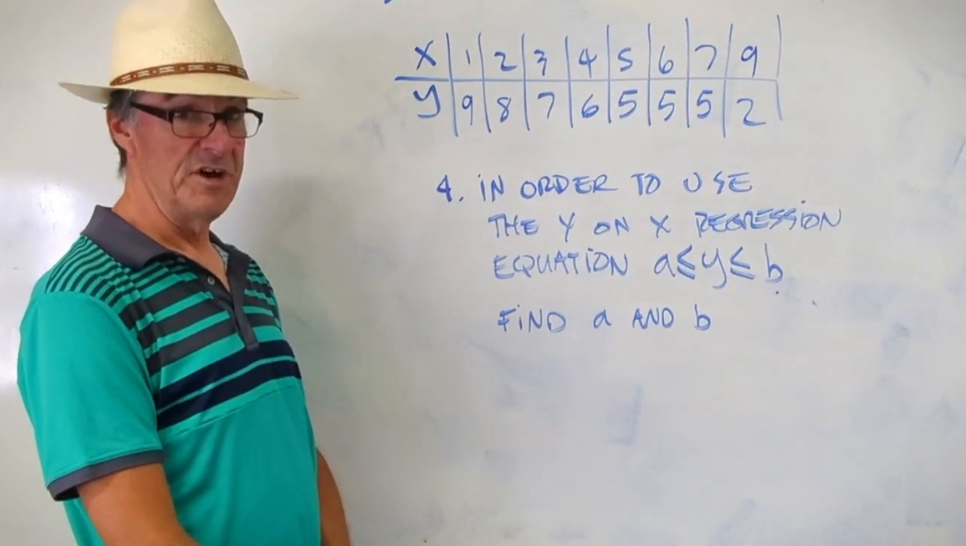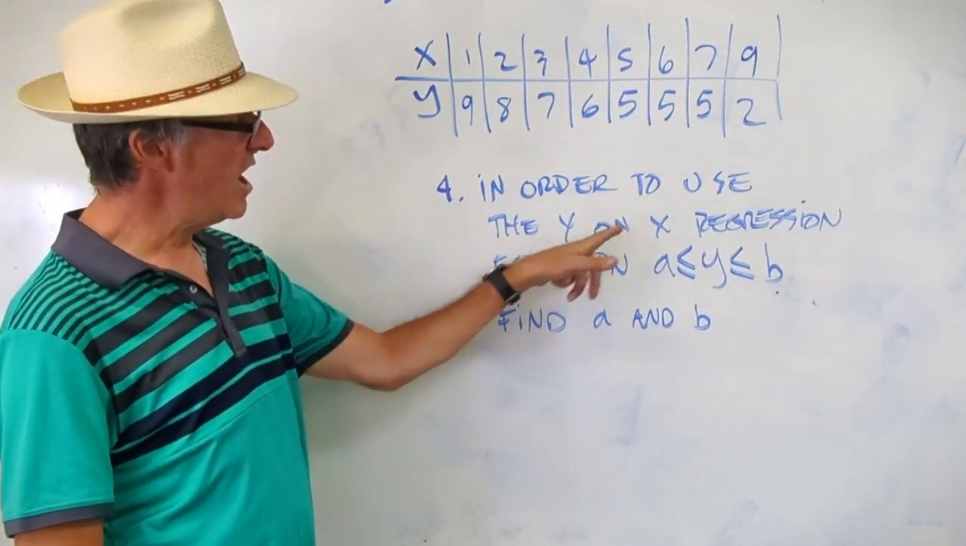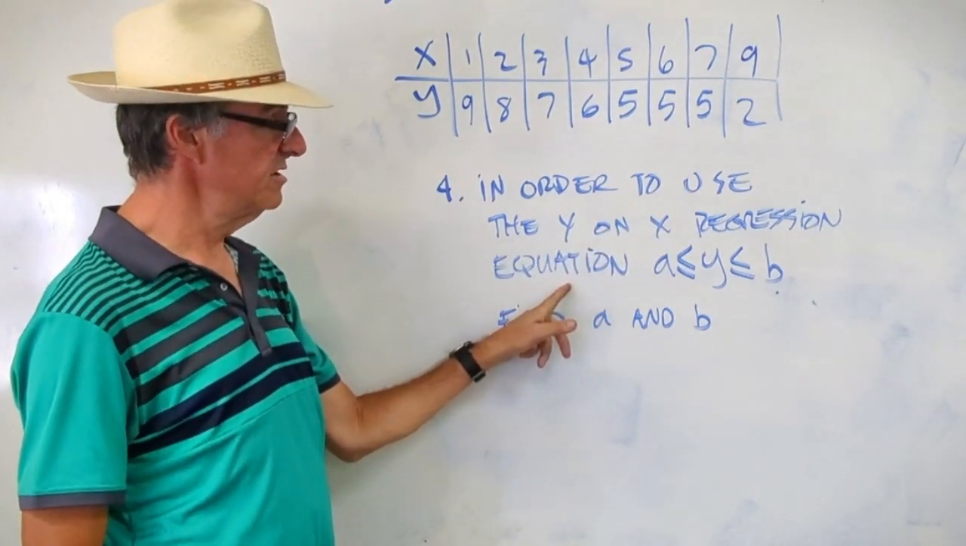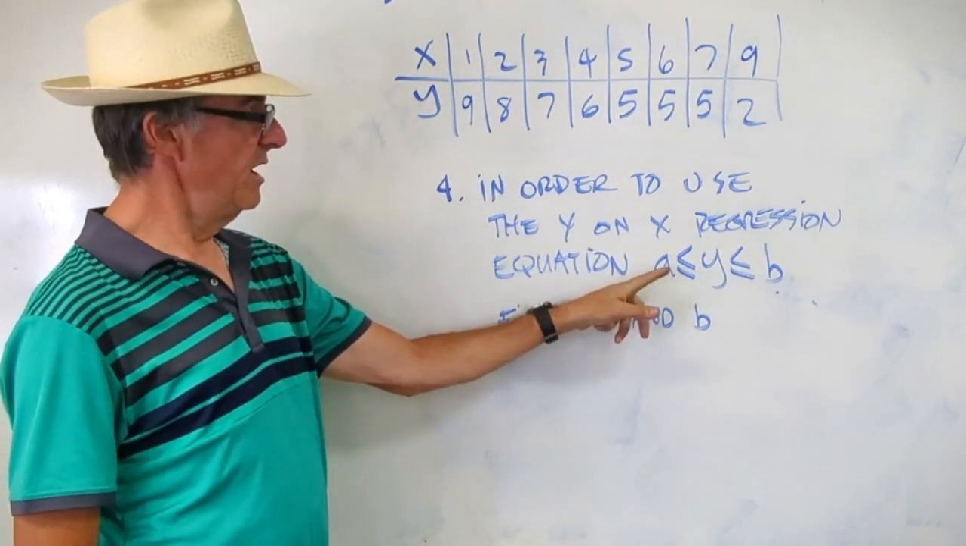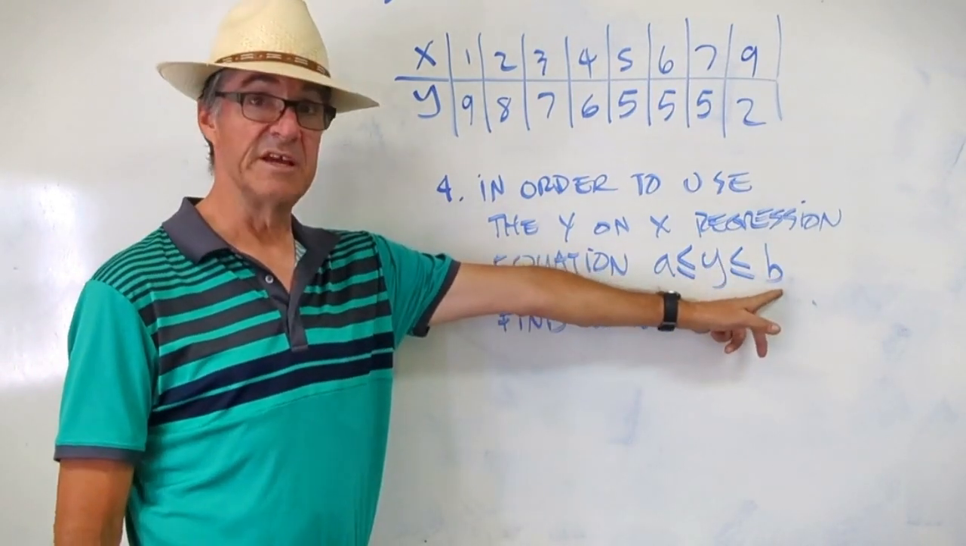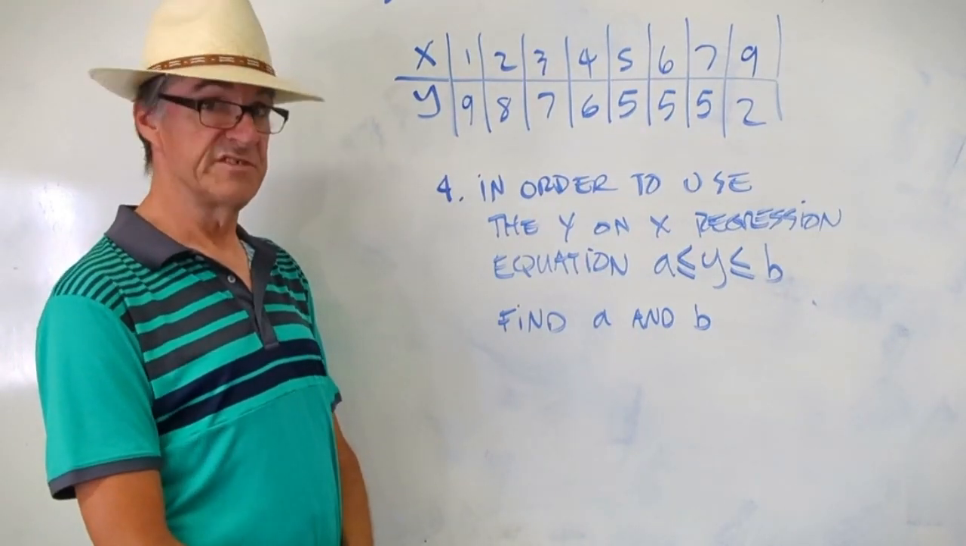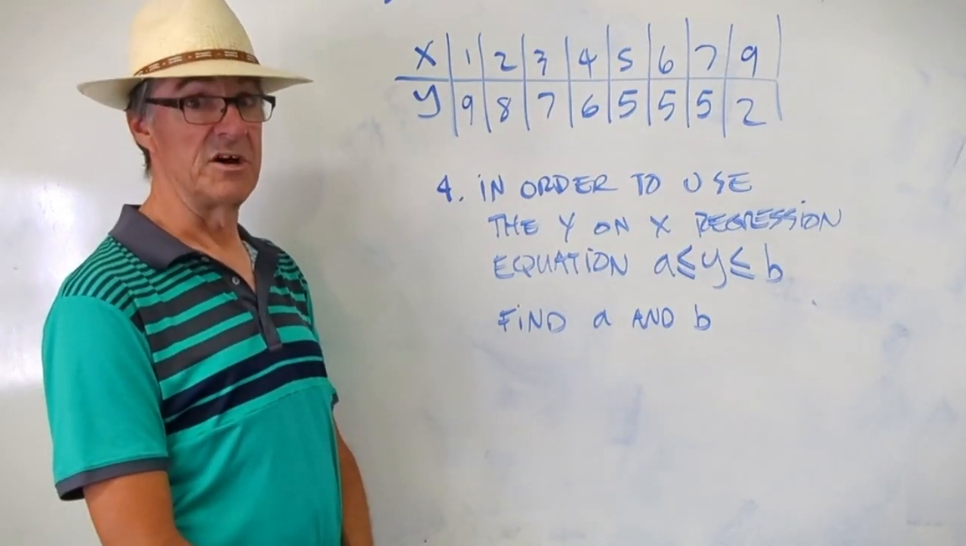One last question. Here we go. In order to use the y on x regression equation, this must be true: a has to be less than or equal to y, which itself has to be less than or equal to b. The question here is find a and b. So pause the video, write down your values, and come back.